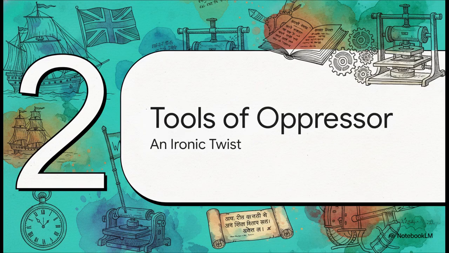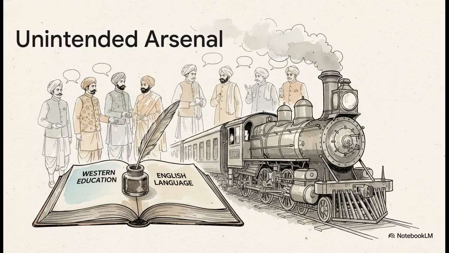Which brings us to Section 2, Tools of the Oppressor. And this has a seriously ironic twist. To extract all those resources and control the population, the British built what basically became an unintended arsenal. I mean, they had to build modern transport, particularly the railways. But what did those railways actually do? They brought Indian leaders from wildly different regions physically together, sitting in the same train cars and meeting halls.